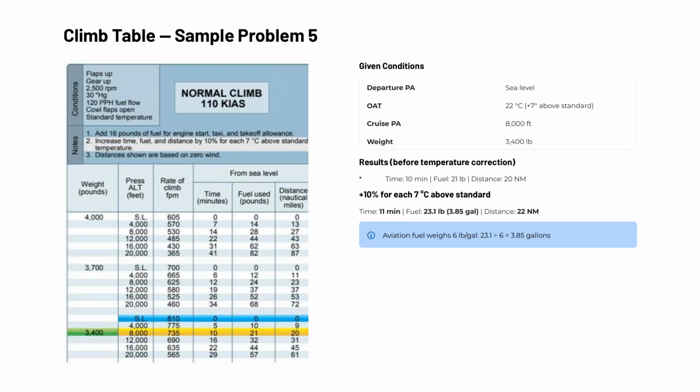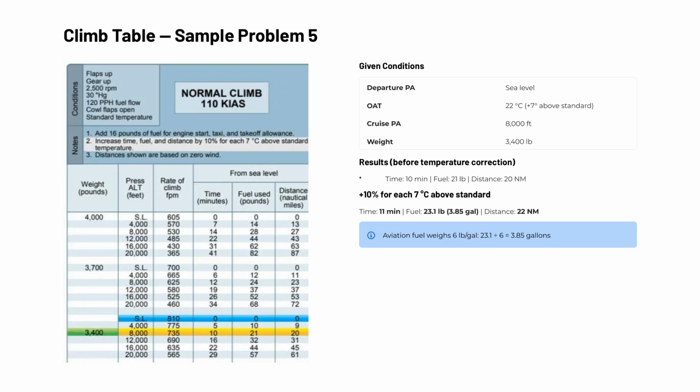Let's work through a complete climb table problem using realistic flight conditions. Our departure pressure altitude is sea level. The outside air temperature is 22 degrees Celsius, and we're climbing to a cruise pressure altitude of 8,000 feet at a weight of 3,400 pounds. When we look up these conditions in the climb table, we get our baseline results before any temperature correction. 10 minutes of climb time, 21 pounds of fuel used, and 20 nautical miles covered.